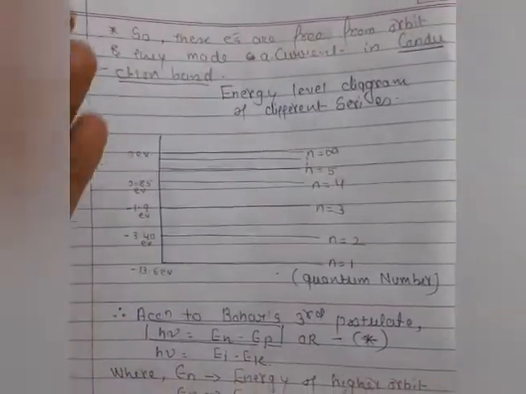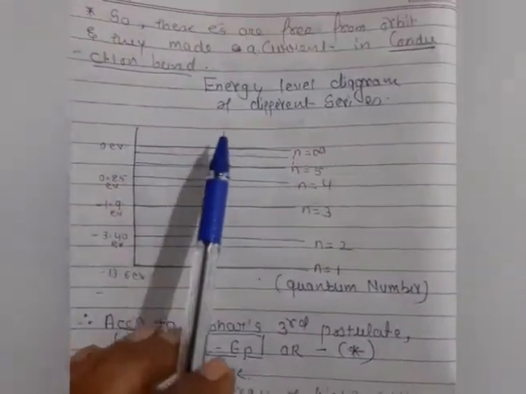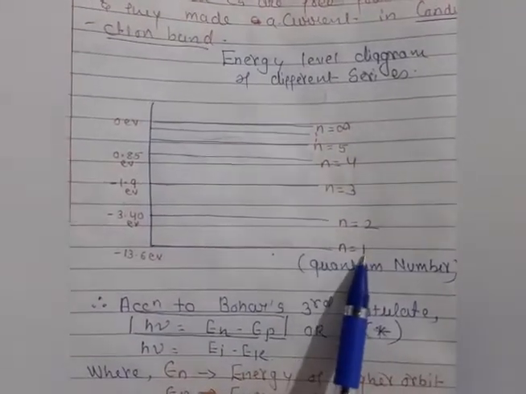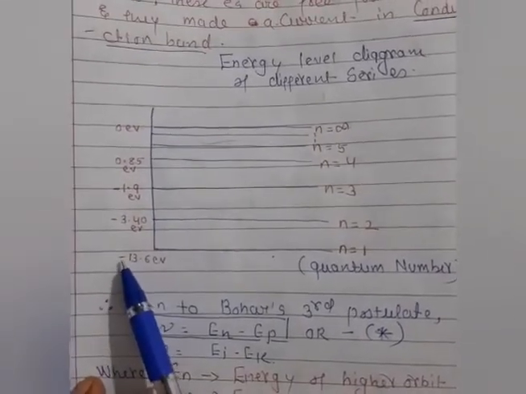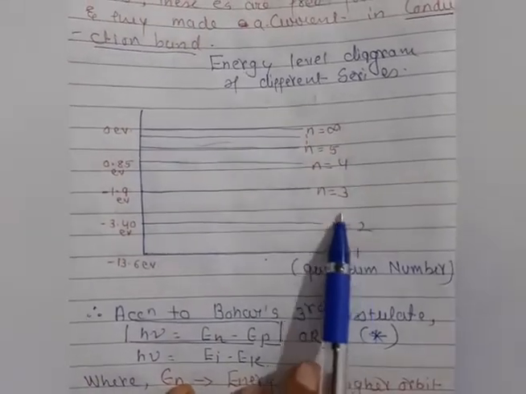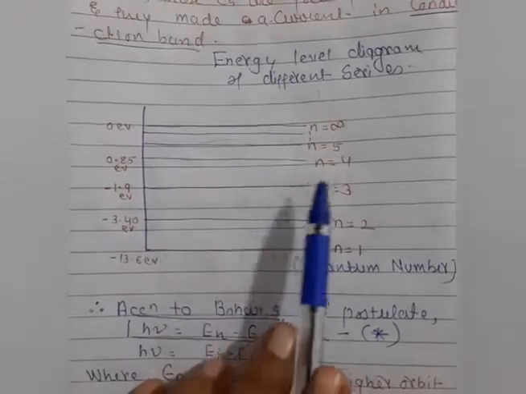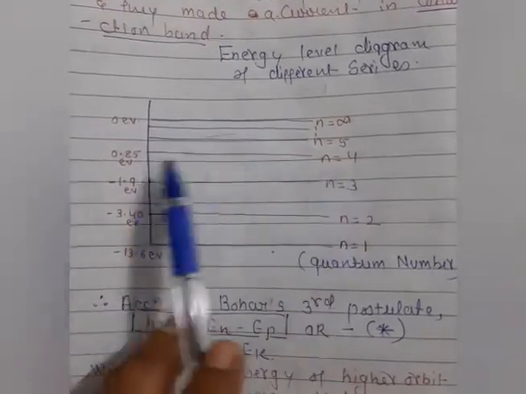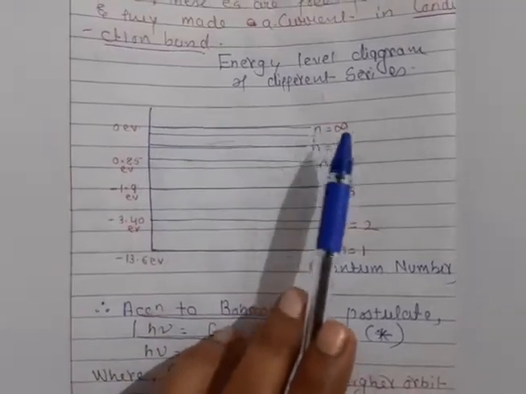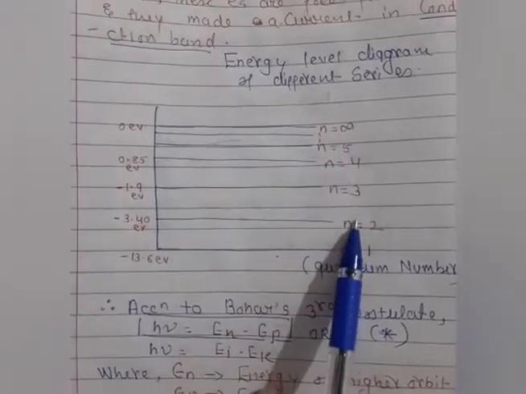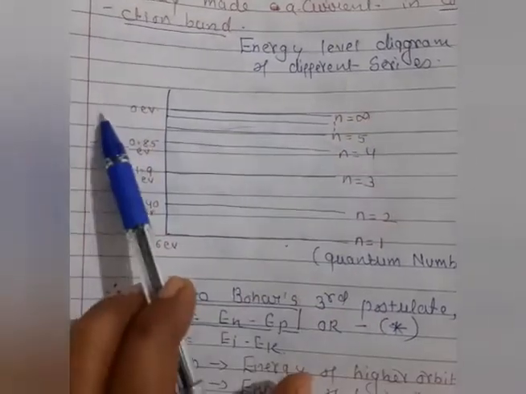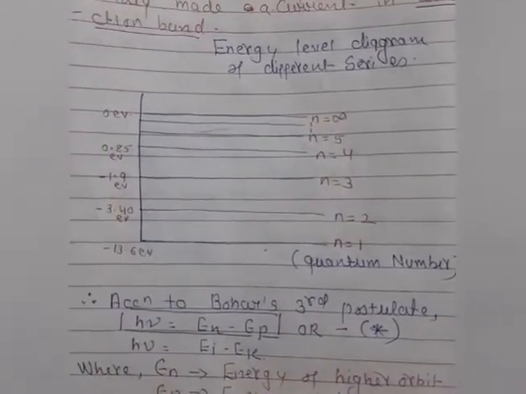Hope you are clear. Let's understand this concept with the help of this energy level diagram of the different series. Here, if I consider the first, n equals 1, it means the first orbit. As you know very well, the hydrogen energy is minus 13.6 electron volt. n equals 2, the second orbit, the energy is minus 3.40. Third orbit minus 1.51. Fourth orbit minus 0.85. In this way, for the nth orbit the value gradually increases, and when we take n as infinite, the value is 0. I already explained this mathematically in the previous condition.